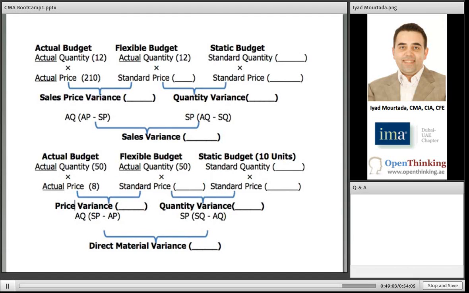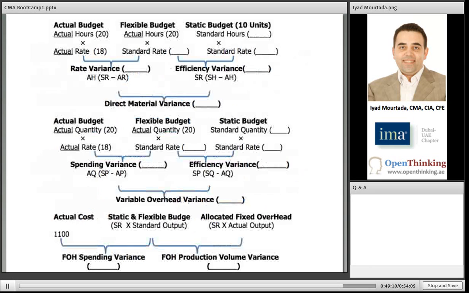As simple as that. You apply the same concept on sales. You apply it on direct material and direct labor. It's exactly the same concept. So here, we are applying it on direct labor. The same concept, we are applying on manufacturing overhead. The same concept. Then we come to a very interesting thing, which is fixed overhead.